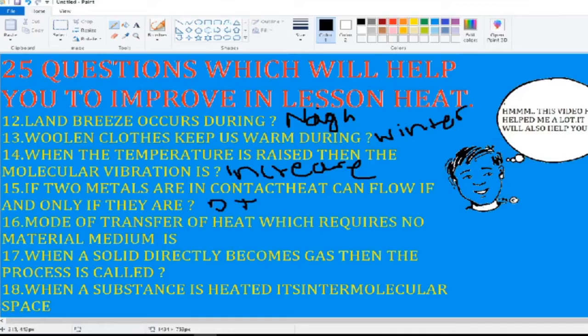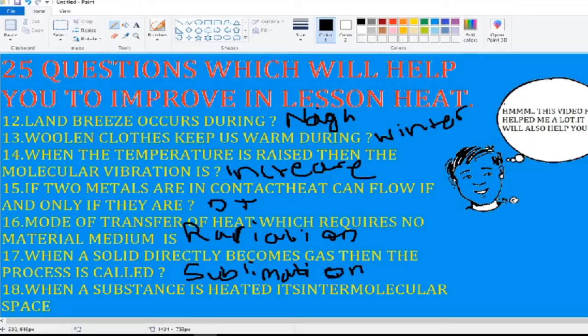The mode of transfer of heat which requires no material medium is radiation. As we know, the sun's rays come to earth without a medium. That process is known as radiation. The 17th one, when a solid directly becomes gas, the process is called sublimation. It's a very simple thing.